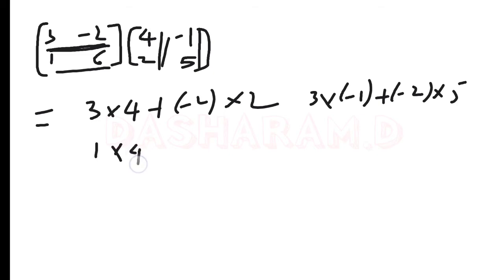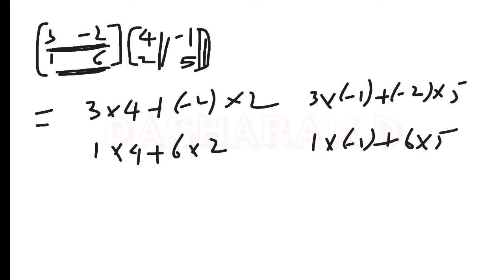So 1 into 4 plus 6 into 2. Next, same second row but multiply with the second column. So 1 into minus 1 plus 6 into 5. So finally the order here is 2 by 2.